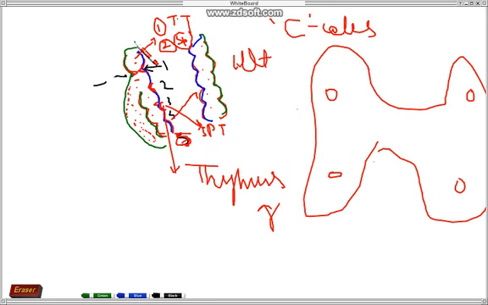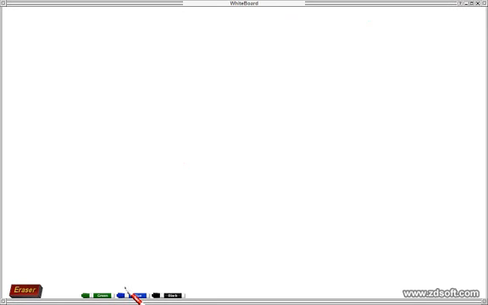Now we are going to see in detail the structures which are derived from the first arch, second arch, third arch, fourth arch and the sixth arch. Though I am calling it the fifth arch, it is just numbered fifth, but it is actually the sixth arch because the fifth one disappears as it is formed. Okay, let me clear it. So let us discuss the first arch.